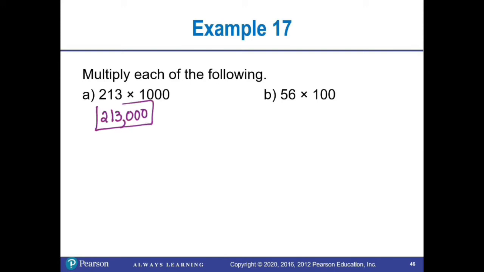When I multiply 213 times 1,000, I have 3 zeros in 1,000. So I'm going to add 3 zeros to the end of 213, and that gives me 213,000. In part B, 56 times 100. 100 has 2 zeros. So I add 2 zeros to the end of 56, and that gives us 5,600. So again, we're writing zeros to the right of our number. However many zeros you have is the number of zeros that you write.